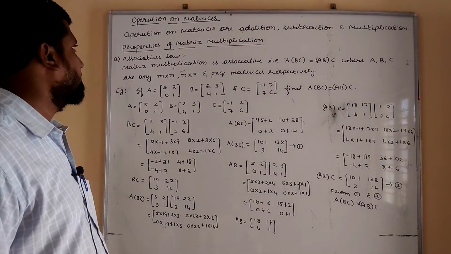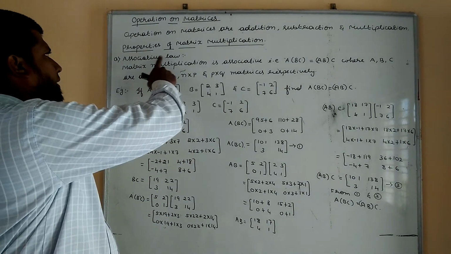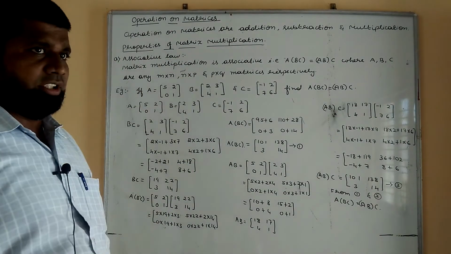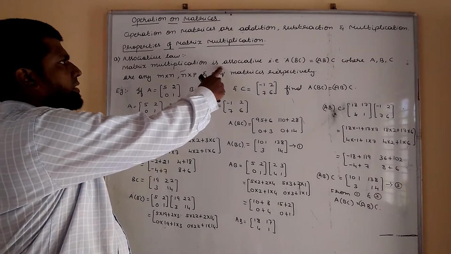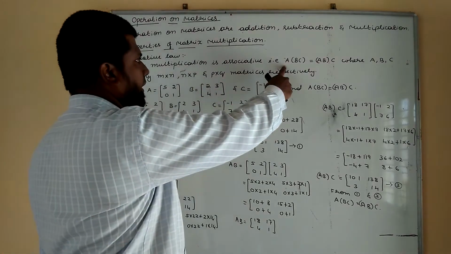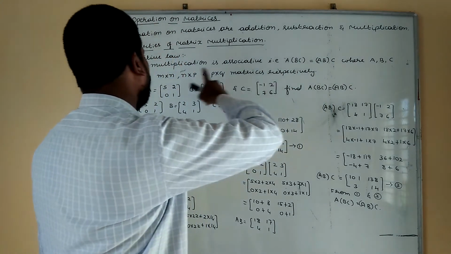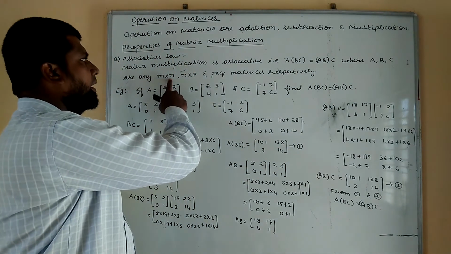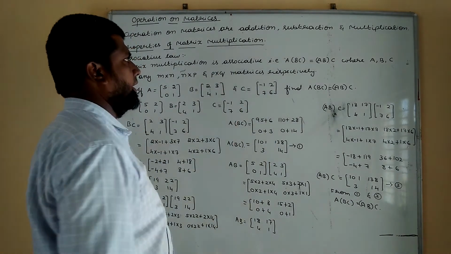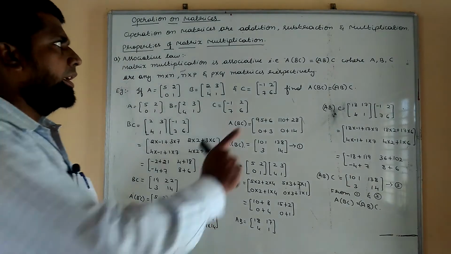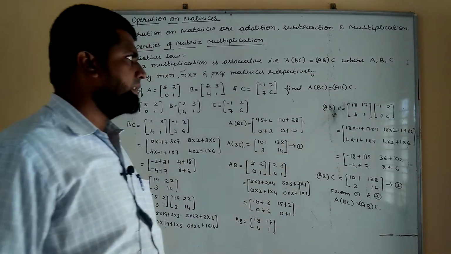Now let us discuss the properties of multiplication. The first property: associative law under multiplication. Matrix multiplication is associative, that is A of BC is equal to AB of C, where A, B, C are any m cross n, n cross p and p cross q matrices respectively. So the associative law says that A of BC is equal to AB of C.